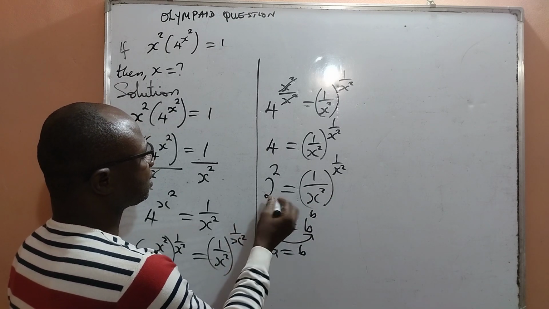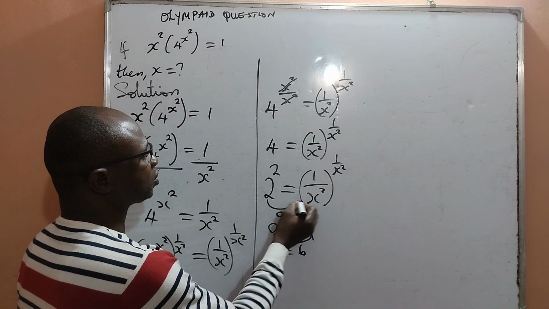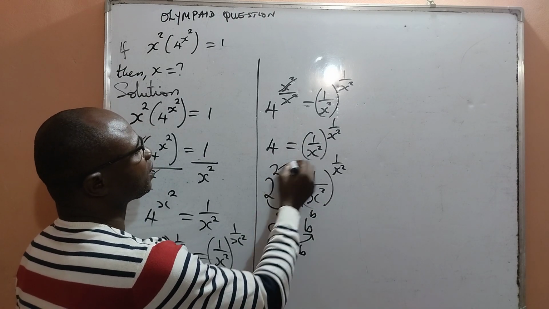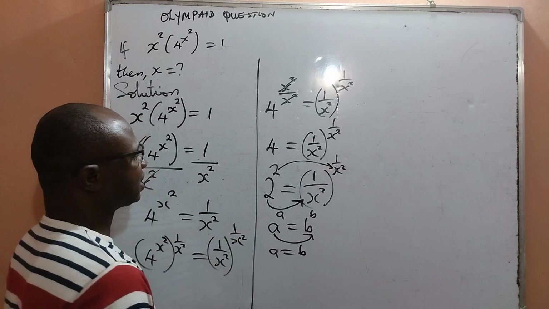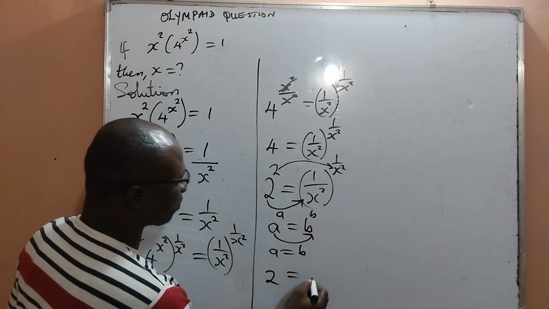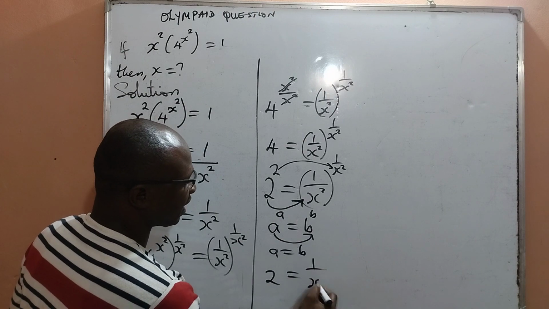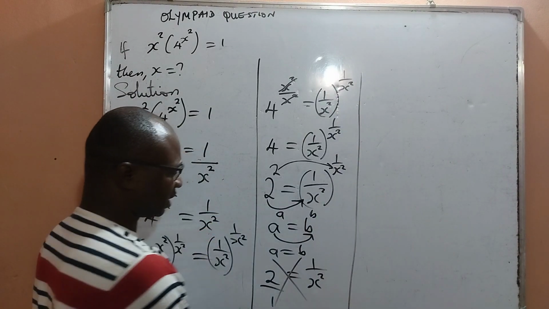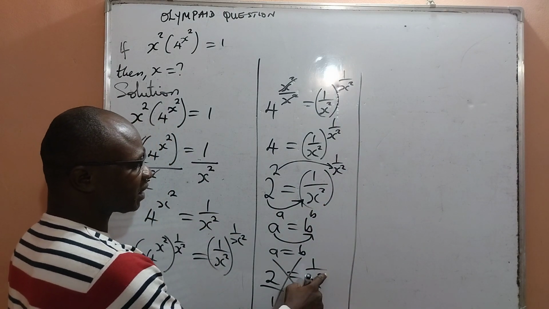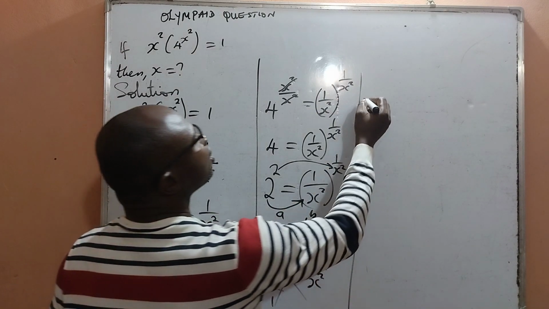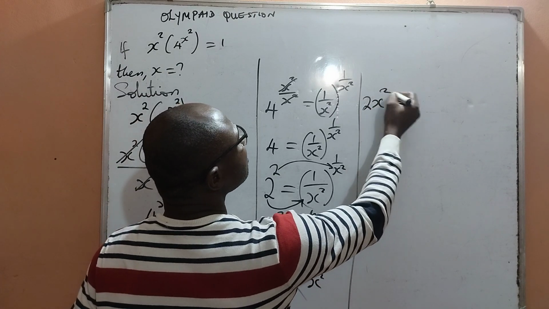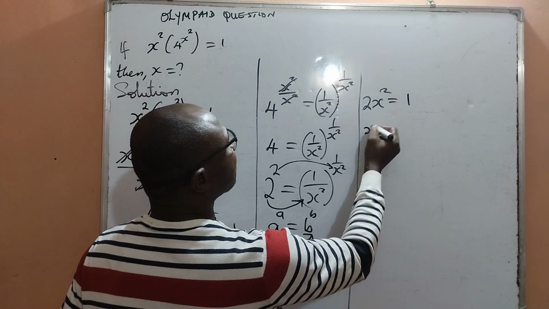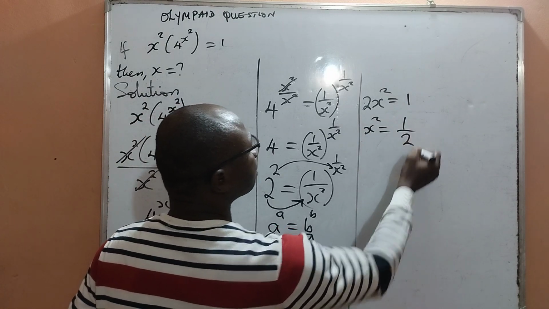Therefore, the base, which is 2 from the left, will be equal to the base on the right, and also the power from the left will be equal to the power on the right hand side. Concluding that 2 here will be equal to 1 all over x to the power of 2. This is over 1. I can now take a cross multiplication. Therefore, 2 to the power of x to the power of 2 multiplied by 2 will give me 2x to the power of 2, and 1 multiplied by 1 will give me 1. Therefore, I have x to the power of 2 equal to 1 all over 2.